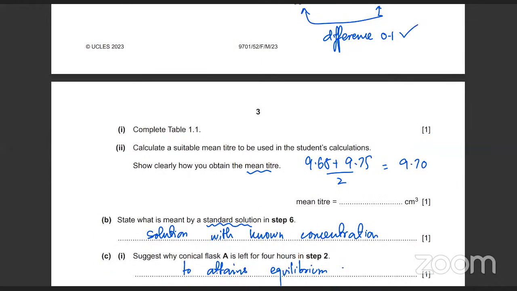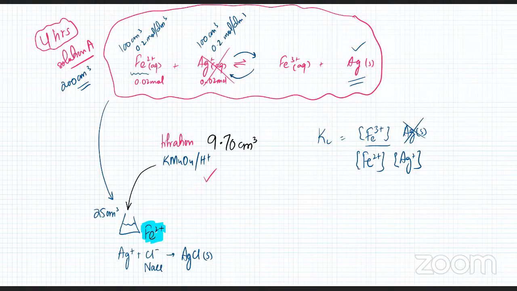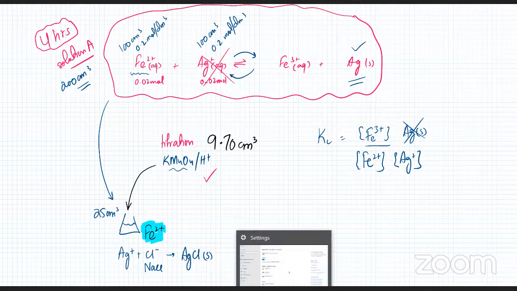But sir, is Fe3 plus not interfering with the titration? No, KMnO4 is an oxidizing agent, right? Fe3 plus does not get oxidized. I mean, Fe3 plus does not have further oxidation states. Normally it doesn't. Okay.